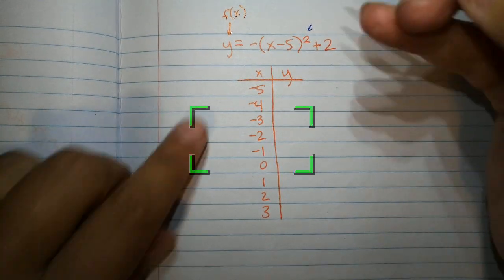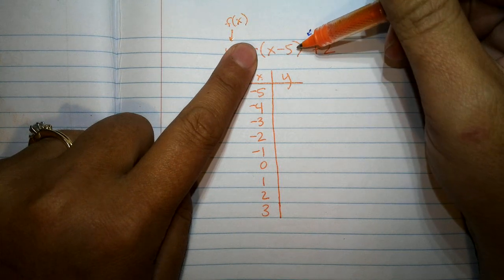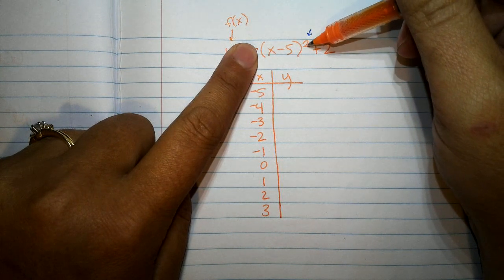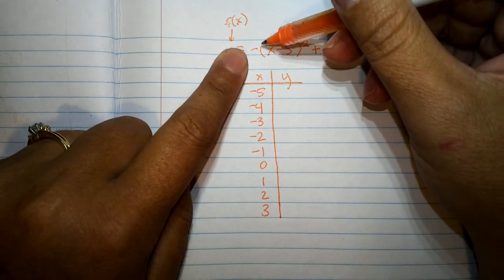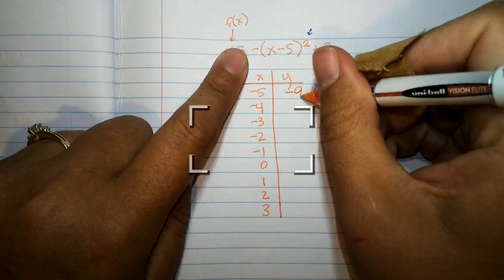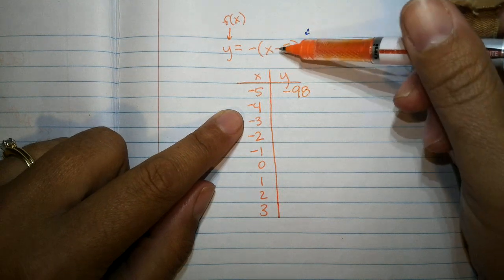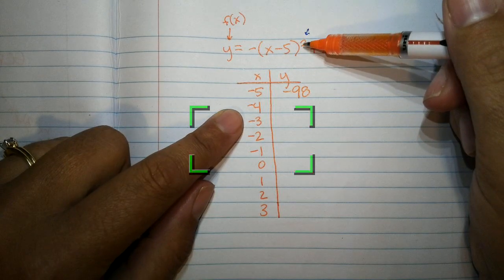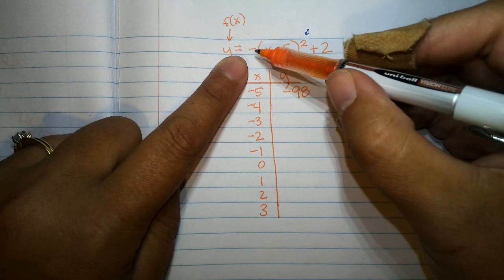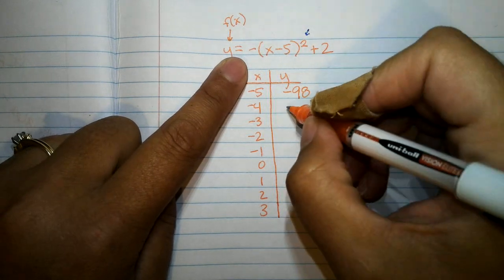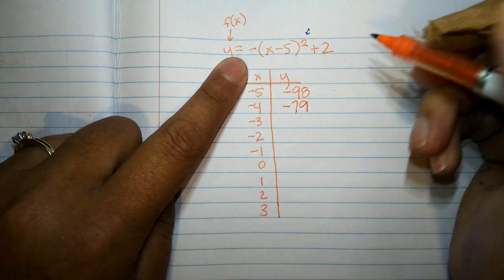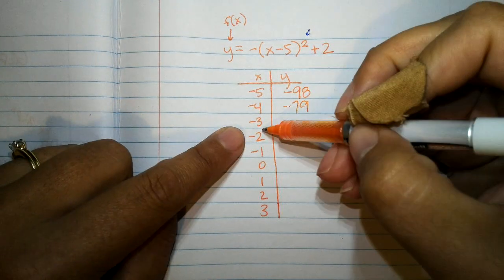Okay, so if I substitute -5, so I've got -5 minus 5, that's -10, square it, we get 100, then we worry about the negative. So we're at -100 plus 2, that's -98. That's a pretty big number, probably not going to graph that. Okay, -4. -4 minus 5 is -9, squared is +81, but we're back to -81. -81 plus 2 is -79, and correct my math if I'm wrong.